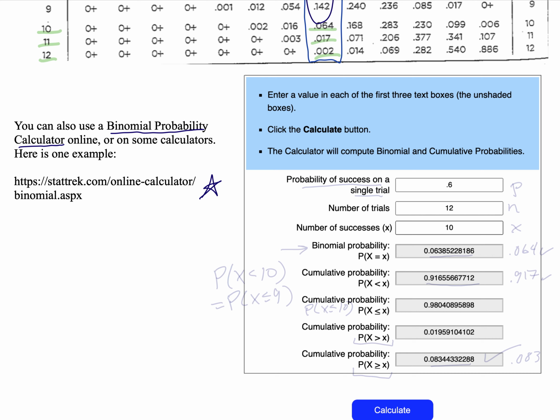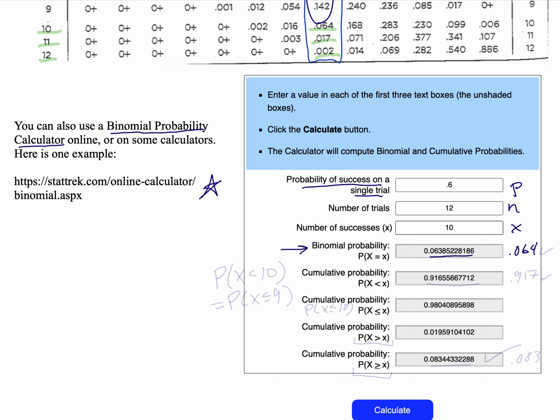But for example, with this one, you enter the probability of success on a single trial, that's p. In our case, that was 0.6, 60%. You enter the number of trials, that's n, our number of trials. The number of successes for part A was 10, which we were interested in. And then it gives you a bunch of different values. The first thing it gives you is just the probability that x is equal to that value. So we had 0.064, and you can see that's what this would round to. So this is a more precise version of that. You can find the cumulative probability, the probability that x is less than that.